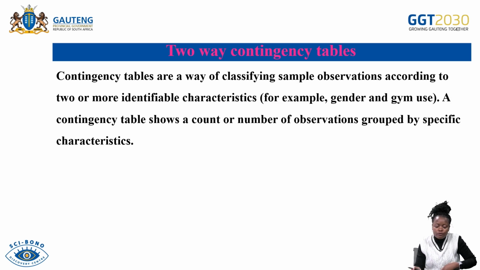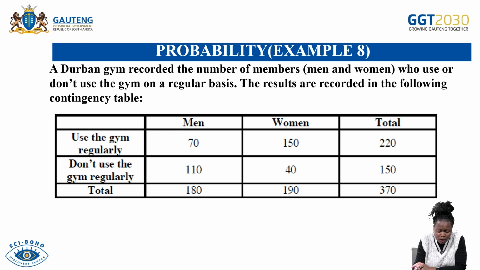Let's quickly move to the two-way contingency tables. Contingency tables are a way of classifying sample observations according to two or more identifiable characteristics, for example, gender and gym use. A contingency table shows a count or number of observations grouped by specific characteristics. Okay, so let's look at the contingency tables.